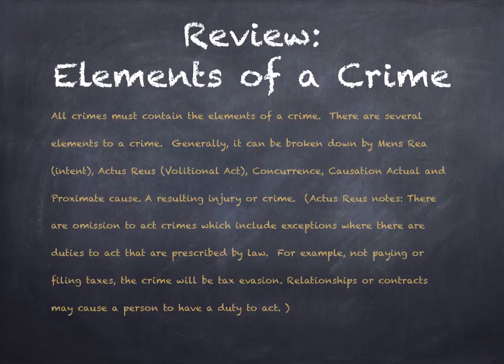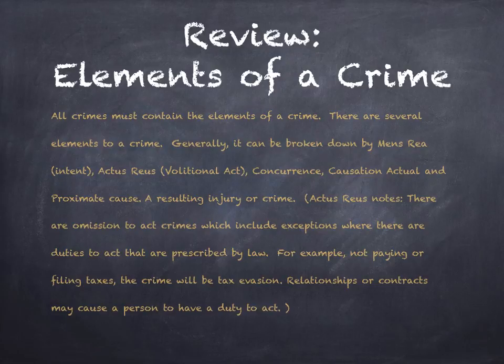Okay, so the elements of a crime. All crimes must contain elements of a crime. There are several elements. Generally, it can be broken down by mens rea, intent, and actus reus, a volitional act, concurrence, causation, actual and proximate cause, and a resulting injury or crime. Now, actus reus is sometimes not necessary, and it is called an omission crime.